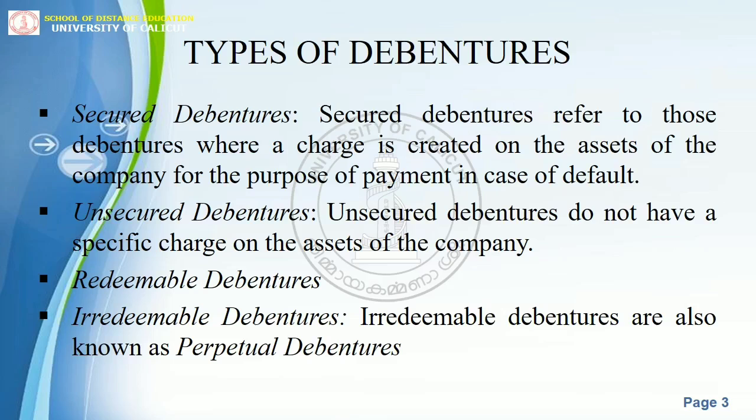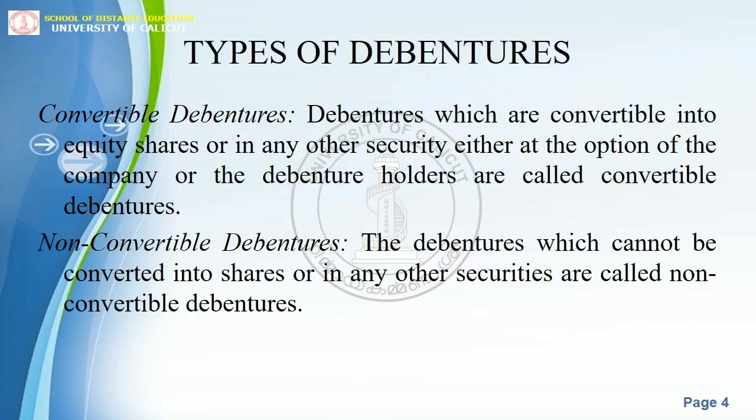Redeemable debentures are those debentures which are repaid either as a lump sum or in installments during the lifetime of the company. Irredeemable debentures are those which do not have any repayment date. They are also known as perpetual debentures. Convertible debentures are those debentures which can be converted into equity shares or any other security, either at the option of the company or the debenture holders. Whereas non-convertible debentures are those which cannot be converted into shares or any other securities.